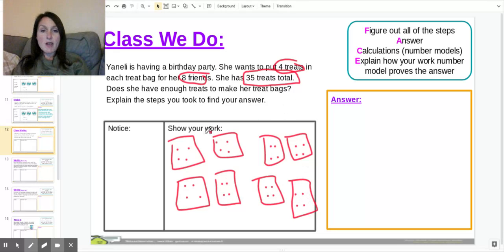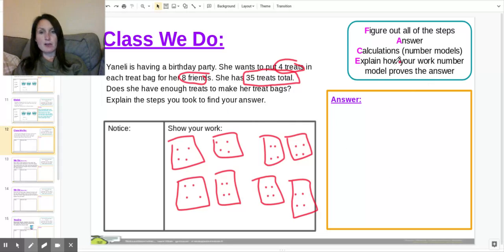Does she have enough treats? Think about how many treats just went in her bags. She has 35 treats total. Did she have enough to put 4 treats in each of these bags? So I want you to tell me yes or no, if she did, as your answer. How could you show this thinking right here of our work? How could you write that as a number model? And then explain how you know that the answer was yes or no based on our work here.